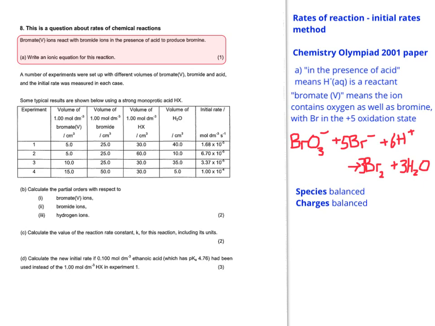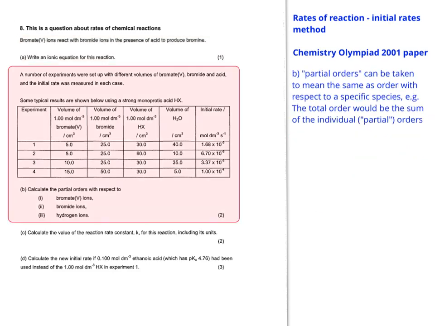So the next part, part B, is asking us to calculate partial orders. So in this part, the partial order can be taken to mean the same as order with respect to a specific species. So when you talk about order with respect to bromate 5, order with respect to bromide, order with respect to hydrogen. That's what they're after. And as you'd remember from the textbook, the total order would be the sum of the individual orders. In this case, they're called partial orders.